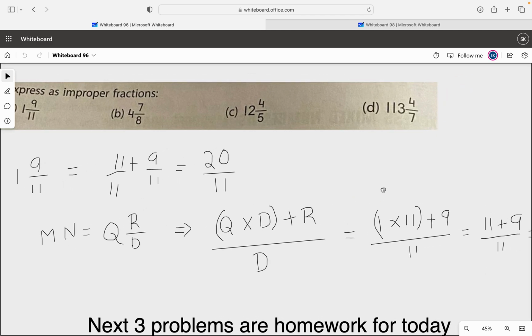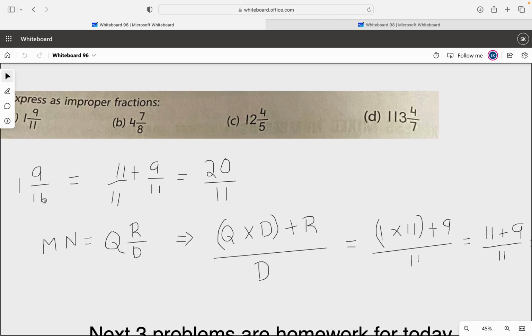Okay. So when you see 1 9 by 11, right? You know, the denominator is 11. So how do you get 1? When you do it 11 by 11. Correct. Numerator and denominator should be the same to get 1. Okay. 11 by 11 plus 9 by 11. Since denominators are common, you can add the numerators also, which makes it 20 by 11. If this is confusing, we will go for the next one.